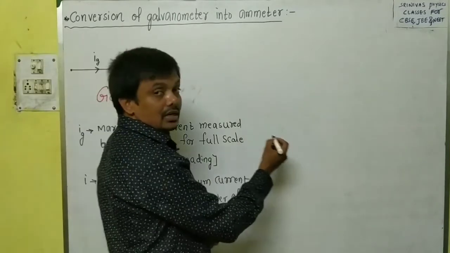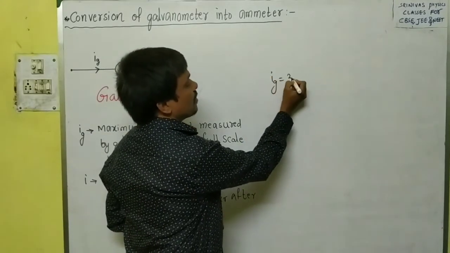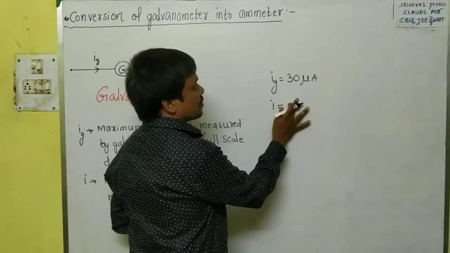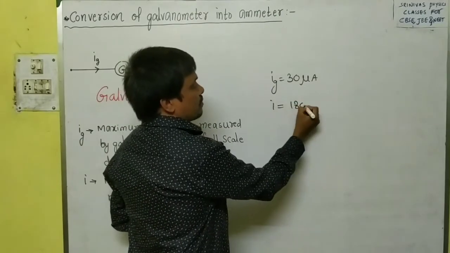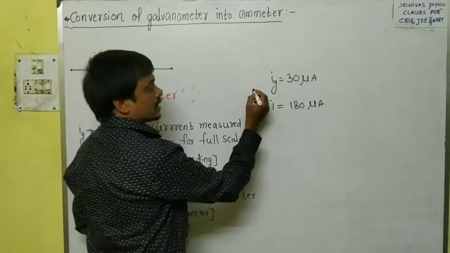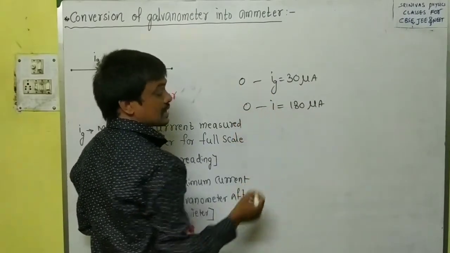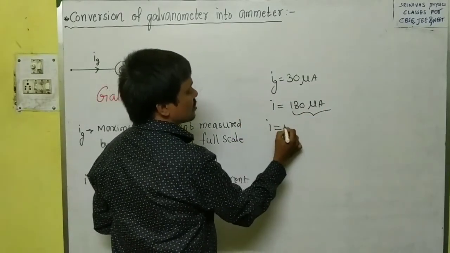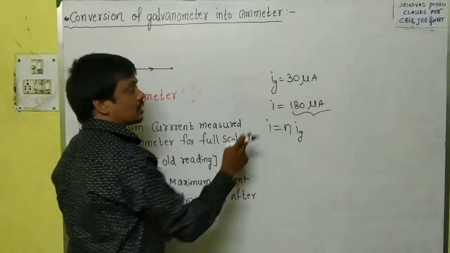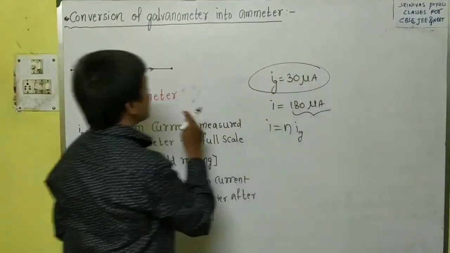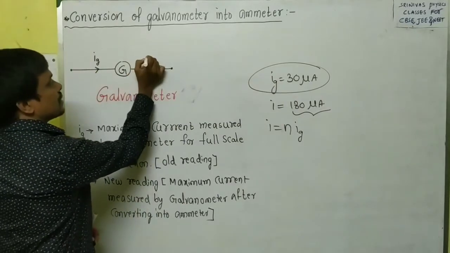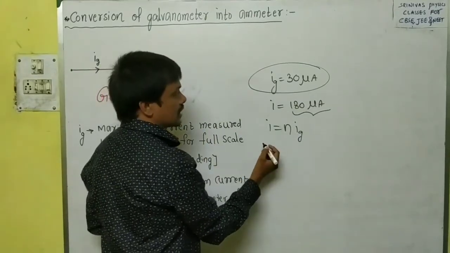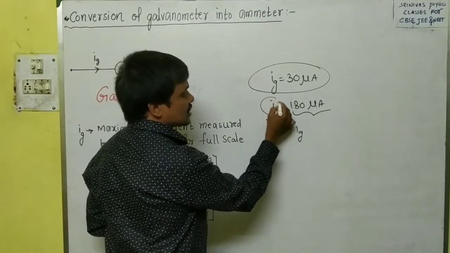For example, I want to increase the full scale deflection. The galvanometer can measure a maximum of only 30 microamperes, but I want to measure, for example, 180 microamperes maximum. Here it measures 0 to Ig, and here it measures 0 to I. I is the maximum current I want to measure, so I write I equal to nIg. I want to increase the current measured by the galvanometer. Previously the galvanometer could measure only Ig current, but when I convert it into an ammeter, it can measure more current, that is 180 microamperes.